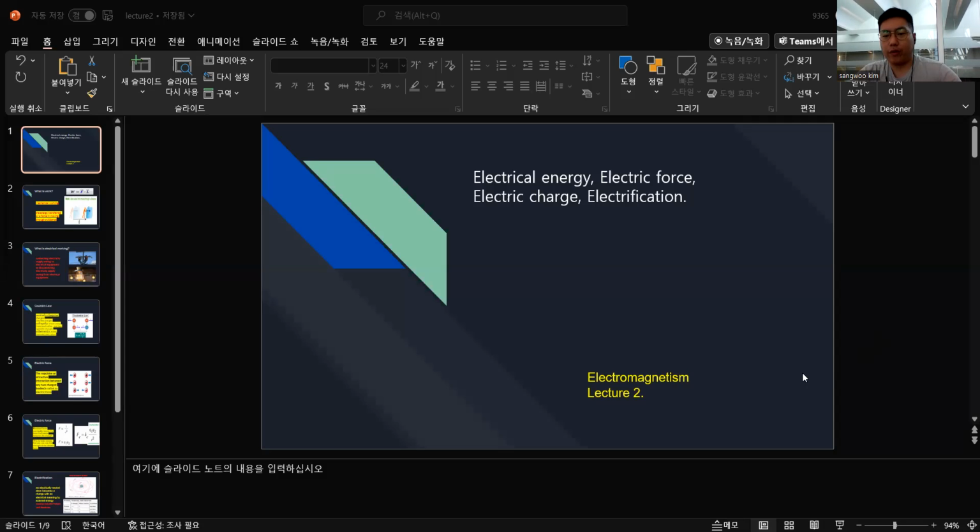Today's lecture is we are still learning about the basic concept of electromagnetism, right? So today's lecture two subject is electrical energy, electric force, electric charge, electrification. I know these words kind of look similar, but they make us kind of headache. But I will try to explain simply what I mean. But we have to know about these concepts. Okay, let's see.